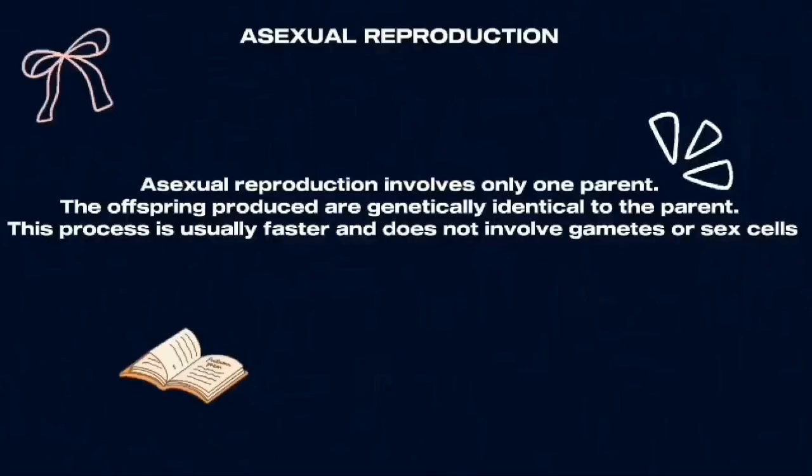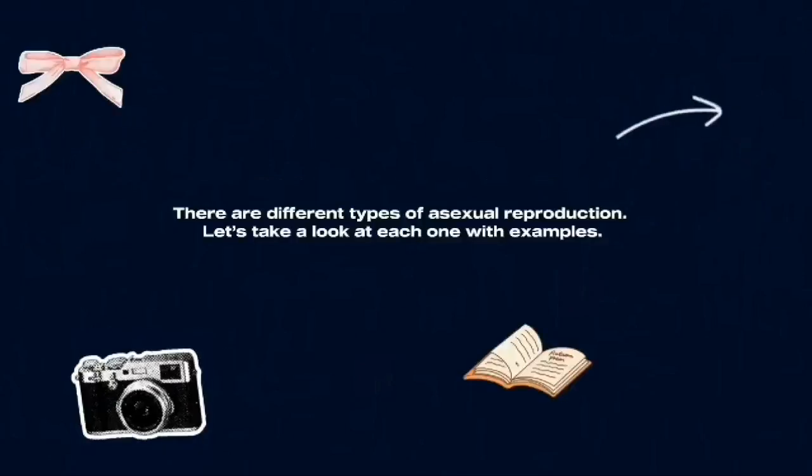Asexual reproduction involves only one parent. The offspring produced are genetically identical to the parent. This process is usually faster and does not involve gametes or sex cells. There are different types of asexual reproduction. Let's take a look at each one with examples.